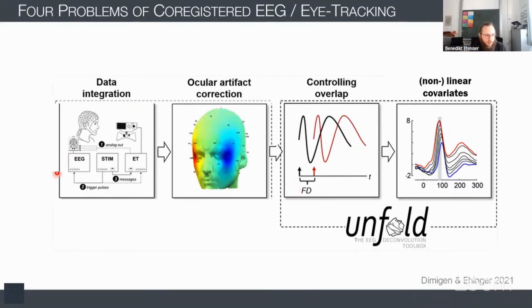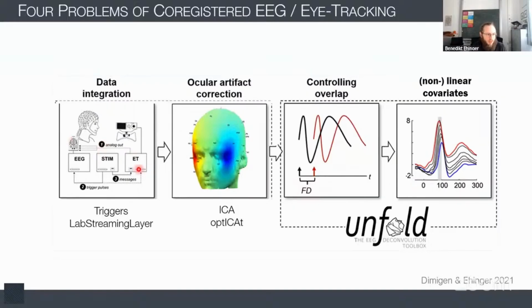First of all, you have to integrate the data, so you have to send the triggers around. You also have the muscular artifact, and the dipole artifact of the eyeball moving and moving a lot of charges around, so you get huge artifacts from blinks and from eye movements. So you have to correct for that. But then you also have the overlap problem that I mentioned before, and you have the nonlinear or linear covariate problem as well.